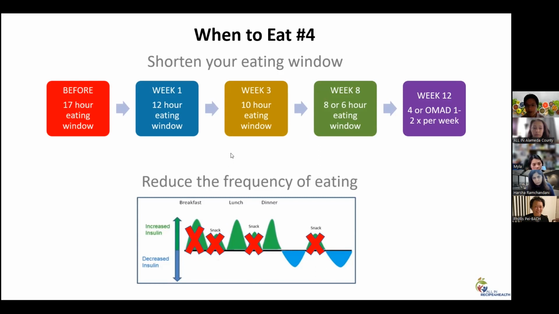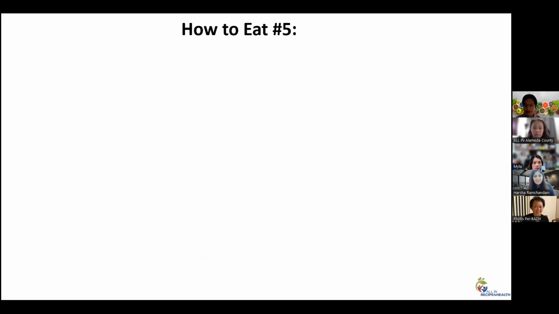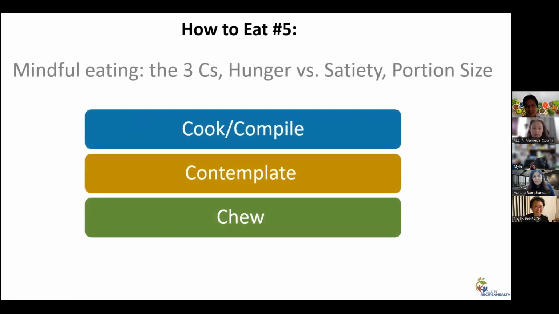All right, number 5. What's the 5th one? There you go. Wow, our mojado, sorry, I don't have your first name, but just reading off the chat, you are on it. So the 3 C's, right? Cook and compile, then contemplate, as Dr. Miller was going through, and the chewing. And that really can help with the ghrelin and the leptin and the hunger hormones, all of that.